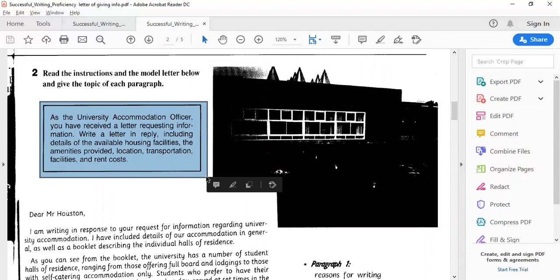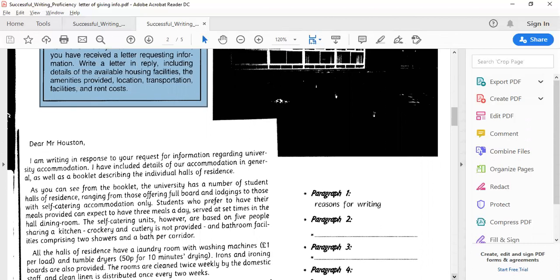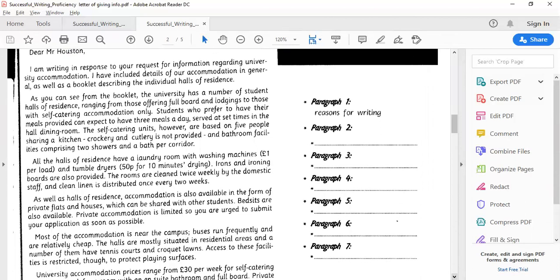Then you write a letter in reply, including details of the available housing facility, the amenities provided, location and transportation facilities, and rent costs. So this is what you are replying to. Read the instructions and the model letter below and give the details. Now go through the sample letter written here by the university administration or the housing authority.